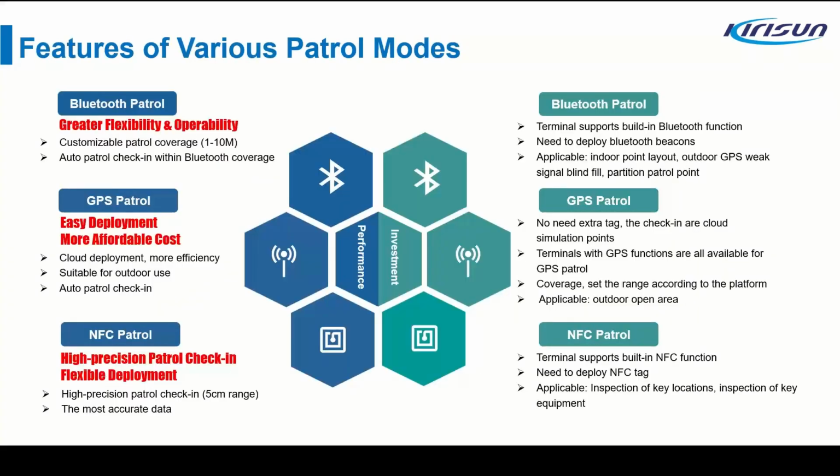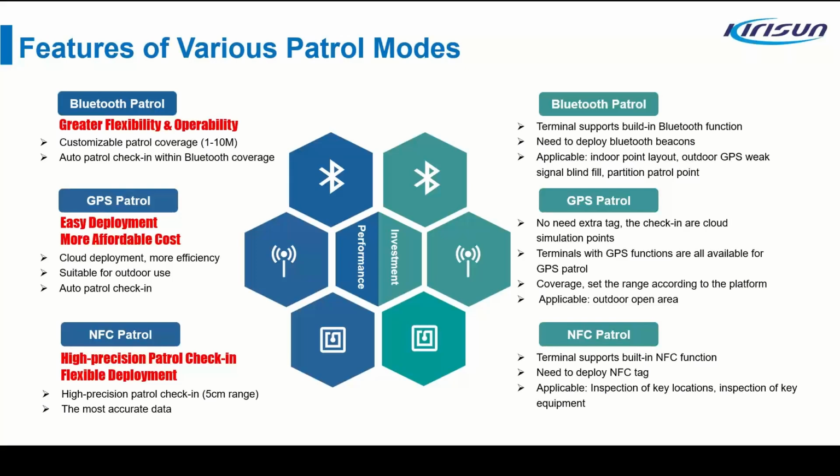Now, I would like to introduce the characteristics of different patrol modes. Number 1, the Bluetooth beacon can have its transmission power adjusted to cover a checking range of 1 to 10 meters. When the patroller enters this range, it will automatically check in. The Bluetooth patrol is suitable for indoor deployments.